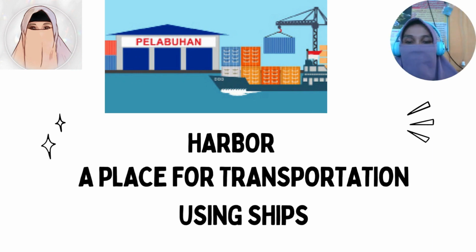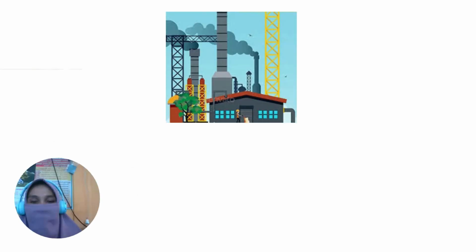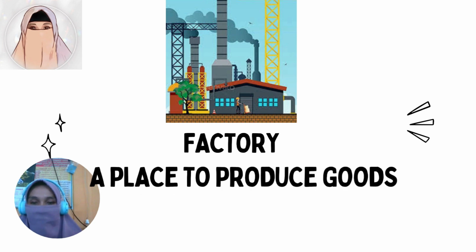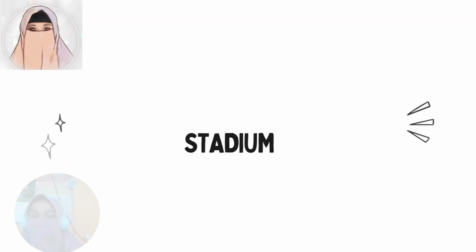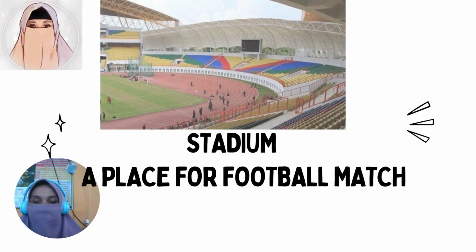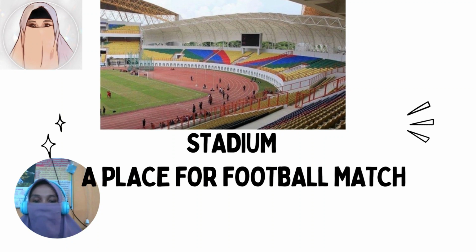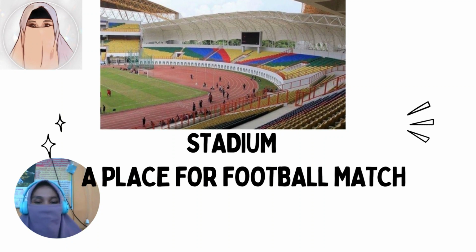Harbor. A place for transportation using ships. Factory. A place to produce goods. Stadium. A place for a football match.